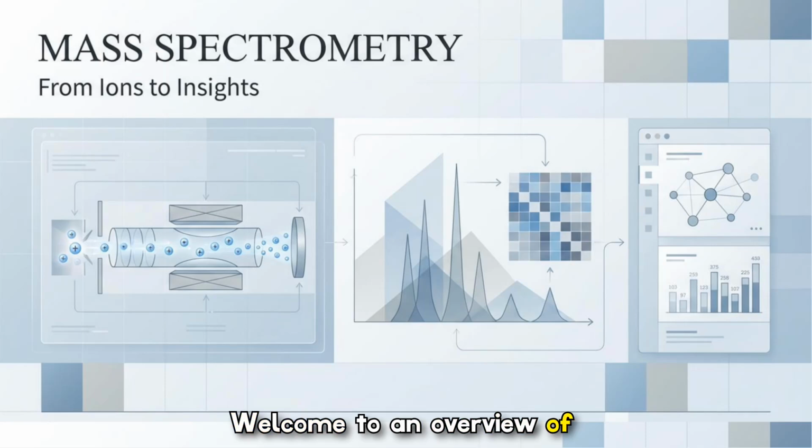Welcome to an overview of mass spectrometry, a technique that turns ions into actionable insights. This slide shows the full workflow from ion generation through mass separation to spectral patterns and data analysis, illustrating how raw particles become identifiable peaks and finally interpreted results. Think of it as a pipeline that converts chemical signatures into information you can use for identification, quantification, and discovery.